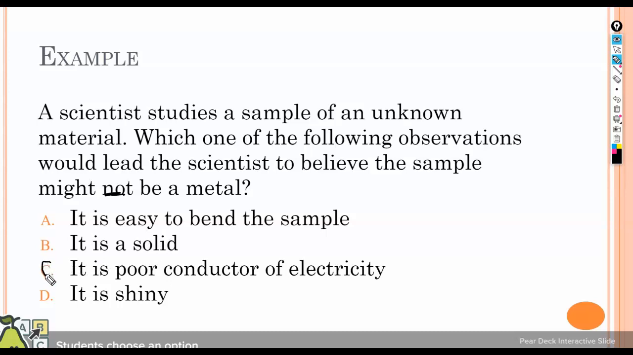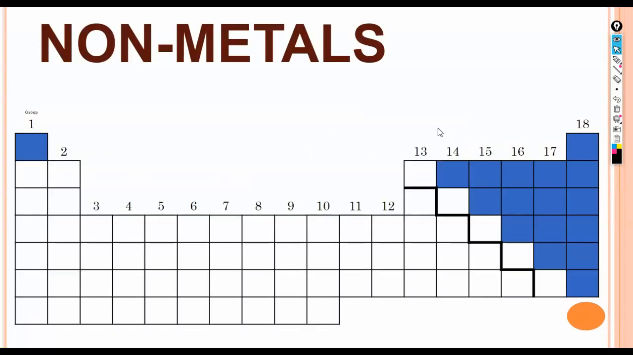Okay, so the correct answer should be C. A, B, and D are all properties of metals, but C is not, because metals are actually a good conductor of electricity, not a poor conductor of electricity. All right, so hopefully you got that correct, and now we can move on in our notes.